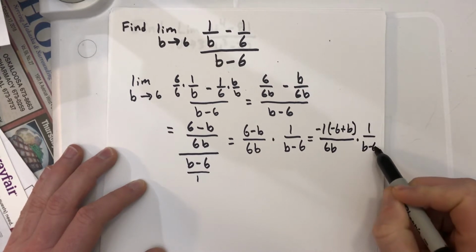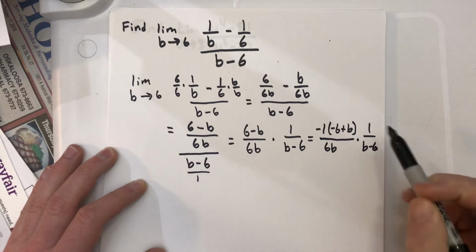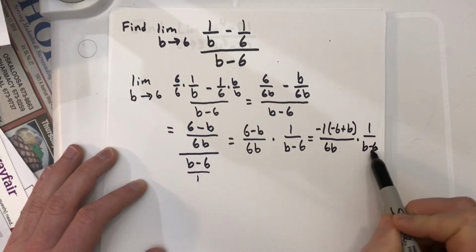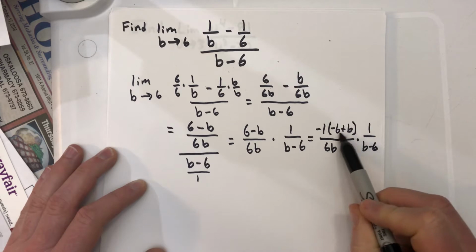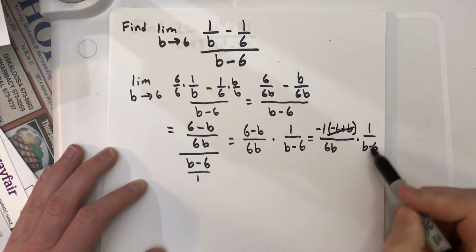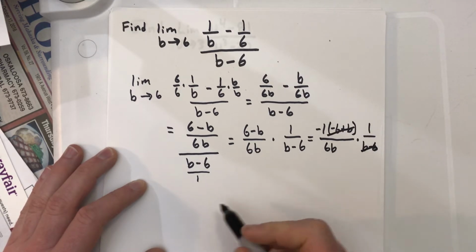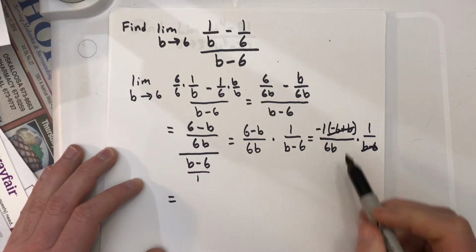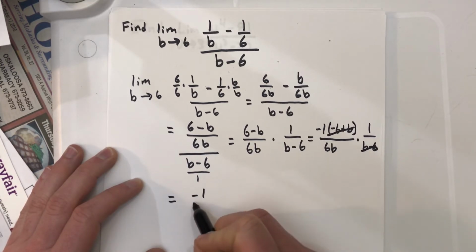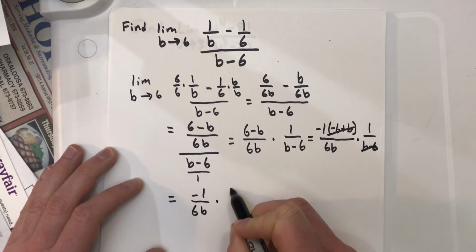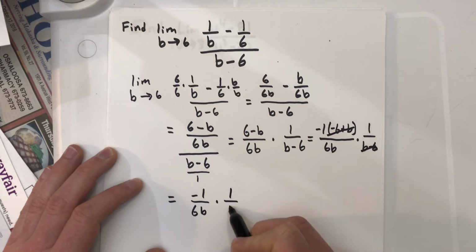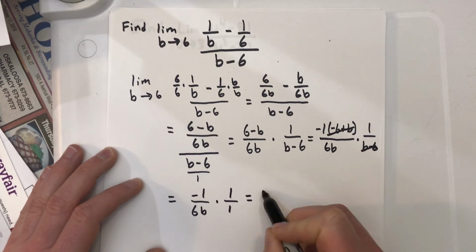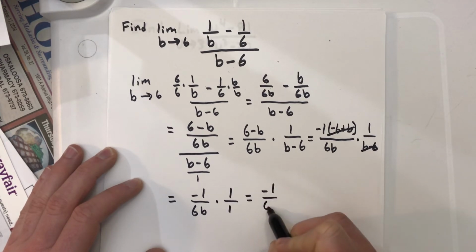And you'll see that we have b minus 6 here. This is b minus 6 here. This is going to cancel with this. And that's going to leave negative 1 over 6b times 1 over, that's really just 1 over 1. So then I can just write that as negative 1 over 6b.